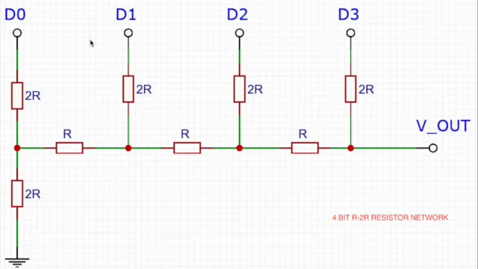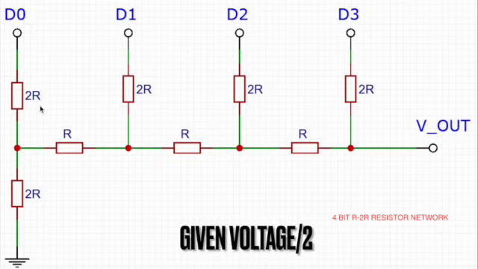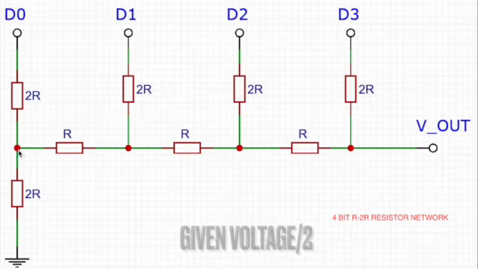Now, in this case, since all of the other switches are off, the rest of the circuit is simply inactive, meaning that this circuit is now a series circuit consisting of two different 2R resistors connected in series. Now, since these two 2Rs are connected in series, this means that the middle point over here would simply be the given voltage coming from the switch to the ground divided by 2.